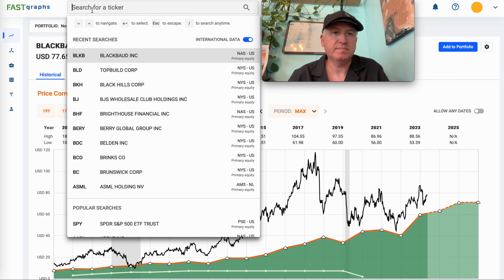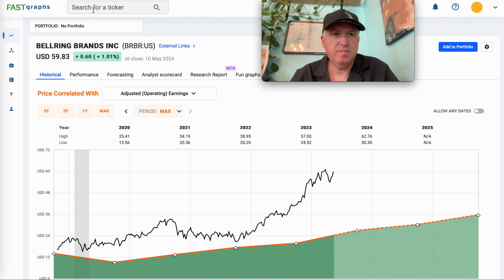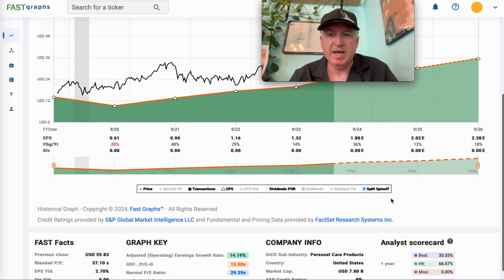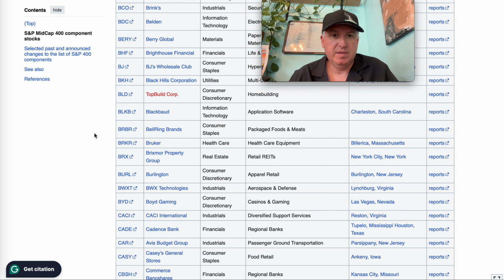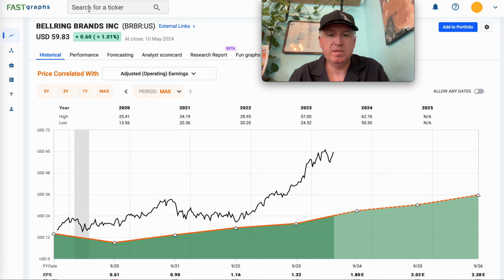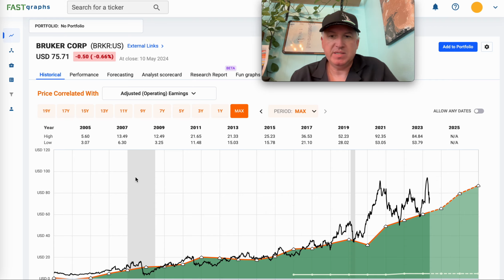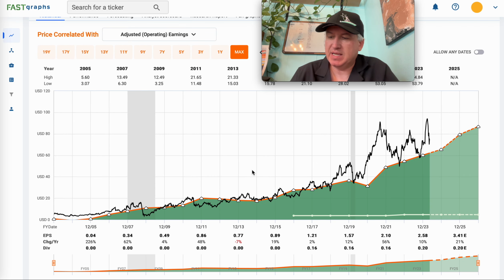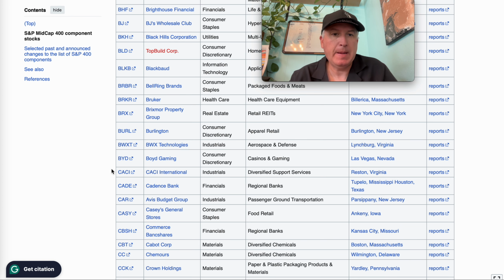BRBR. Probably not enough data here. Yeah, personal care products that's just starting. That's going to be not enough data for me. Bruker, BRKR. All right, so yeah, this one looks like it could definitely work as a full cycle stock. We have plenty of data, pretty decent earnings growth on the surface here, so maybe.